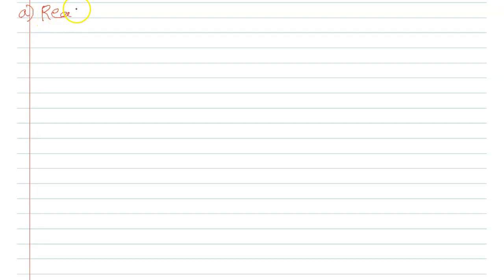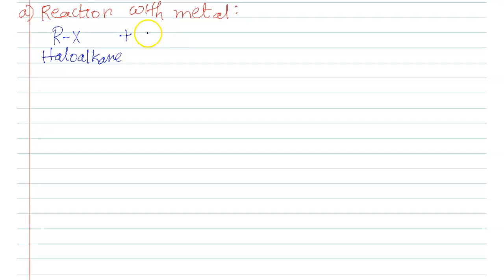A. Reaction with metal. Normally RX, haloalkane, we are taking in a reaction with metals. For example, we are taking sodium metal. Normally we do this reaction in dry ether. Dry means no moisture, because a solvent is required for the reaction. So RX with sodium gives question mark. Normally in exams they will ask like this only. They won't give a balanced equation, so we have to think about the balanced reaction.